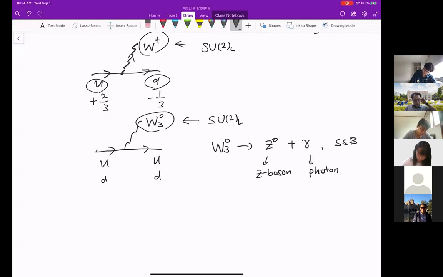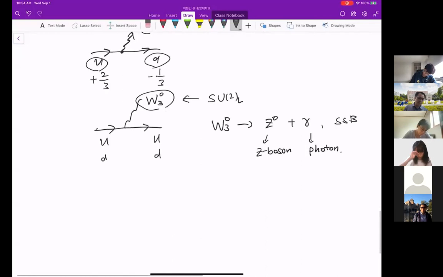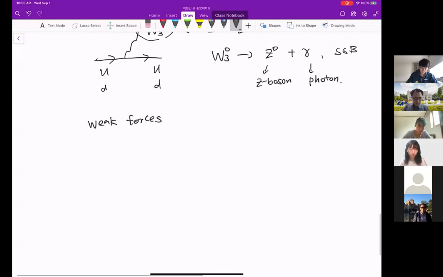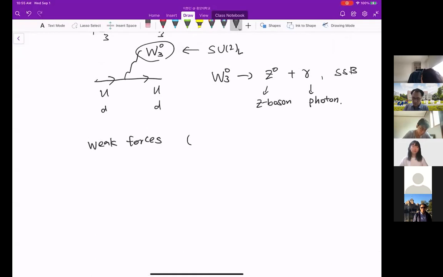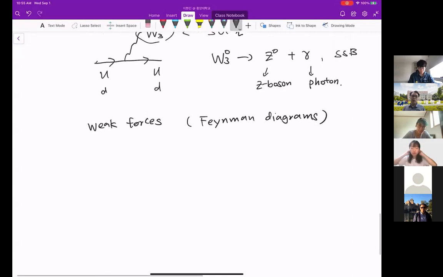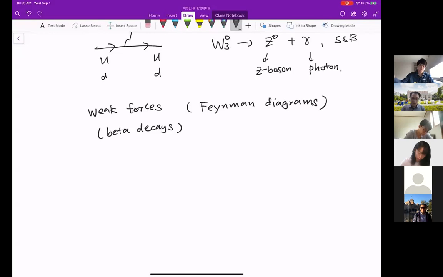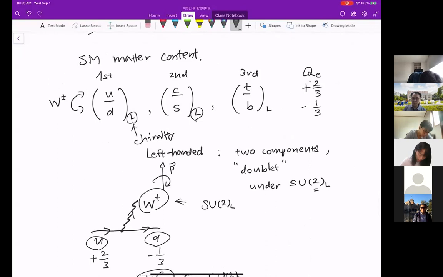So let me give you one or two processes for which the electroweak forces are important. These are Feynman diagrams. We are going to draw some simple Feynman diagrams for weak decays, some beta decays. We know that for beta decays there are several processes. The first involves the neutrino, and here I haven't discussed the neutrino yet. So this is the lepton sector; this was the quark sector.